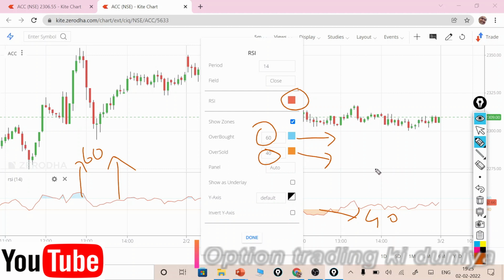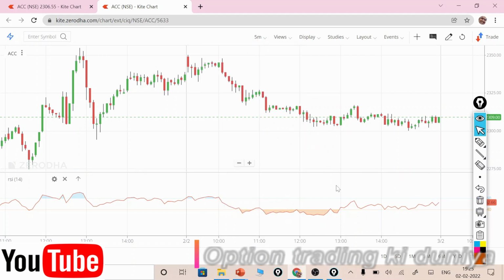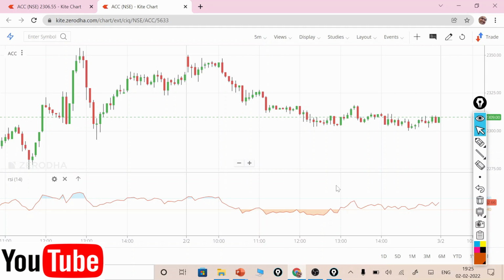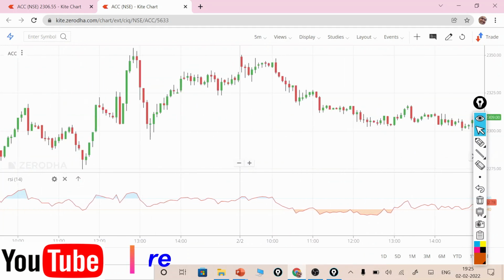Okay, so now let me come to the methodology. What RSI does is it indicates strength. If on a particular intraday ACC stock the strength is above 60, you can see above 60 only here in this region.